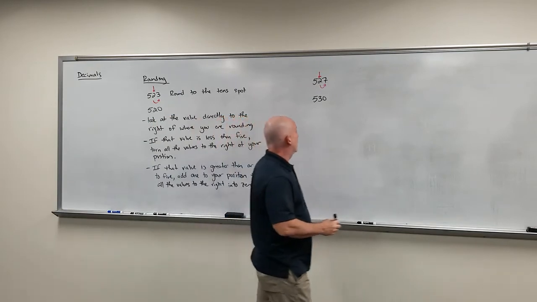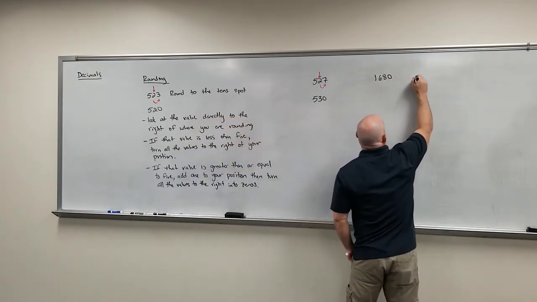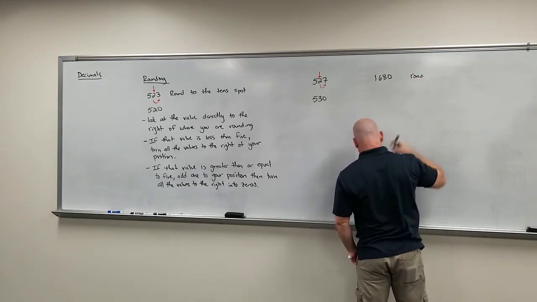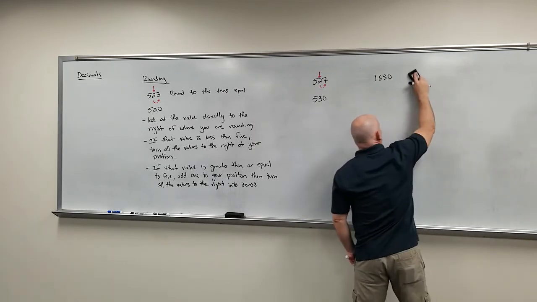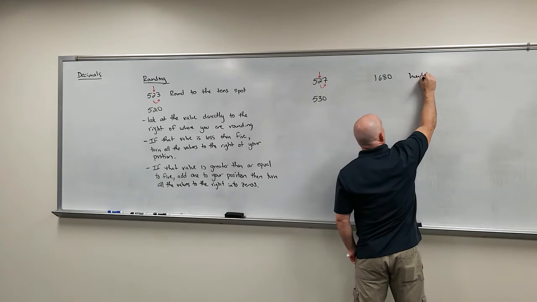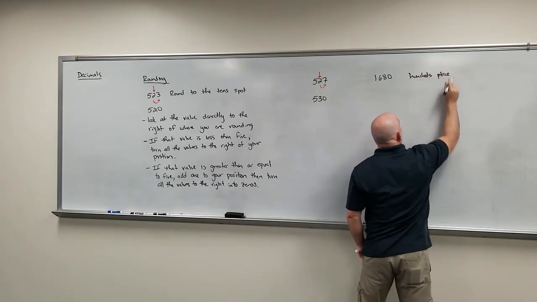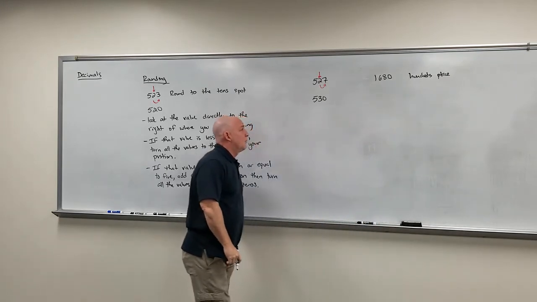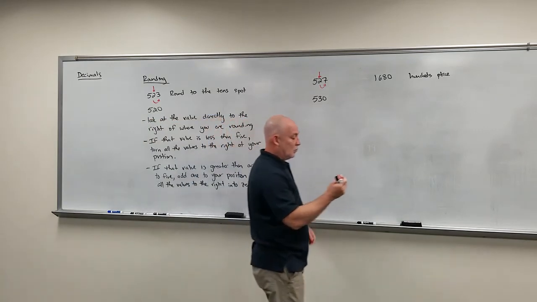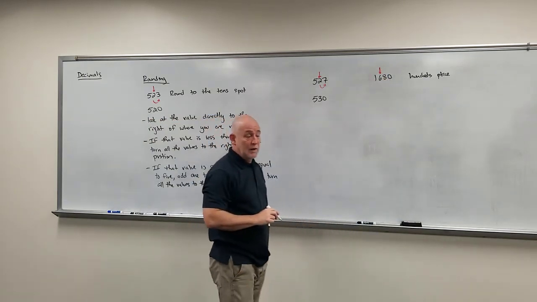Let's see if we had 160. And I said round to the hundreds place. All right, what if I said round that to the hundreds place? Okay, so what do we do? Well, we find the hundreds place. There's a 6 in the hundreds place. That's the spot we're rounding to.